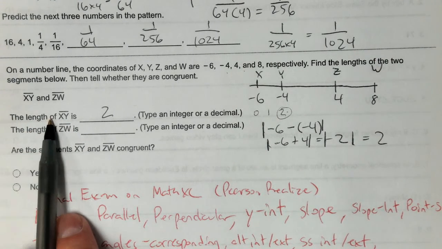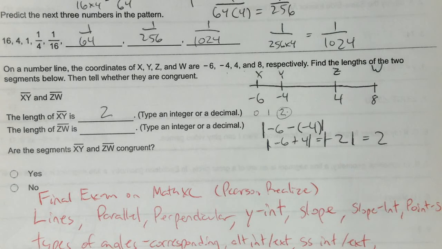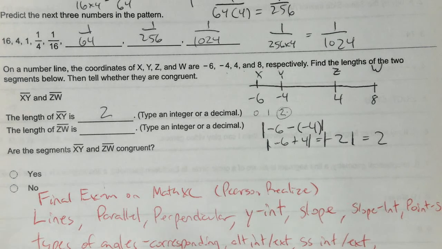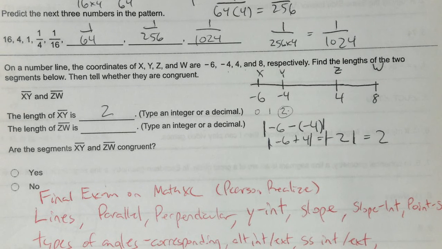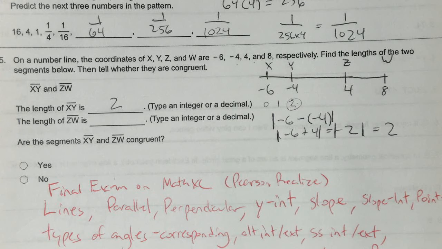Remember, length has to be positive because it's a distance. You can't have -2 feet. It'd have to be +2, as an example. Any questions for that part?